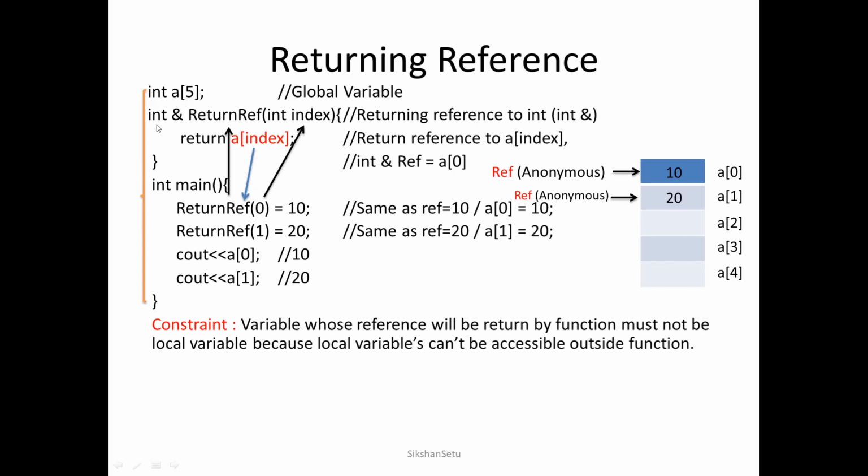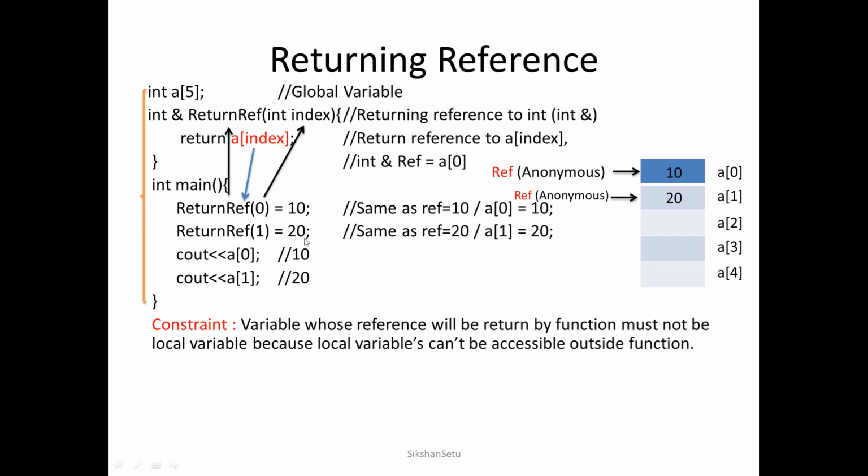So a of 0 can be used here and it can be used here. If I am returning a reference to a of 0, then a of 0 exists here and a of 0 also exists here, so this statement is valid: a of 0 equals 10. If I am returning a reference to a of 1, a of 1 can be accessed here as well as in the main function, since it is a global variable. So we can write a of 1 equals 20.